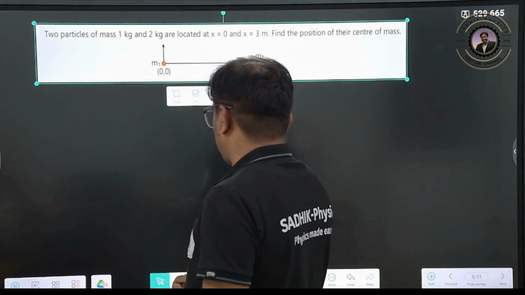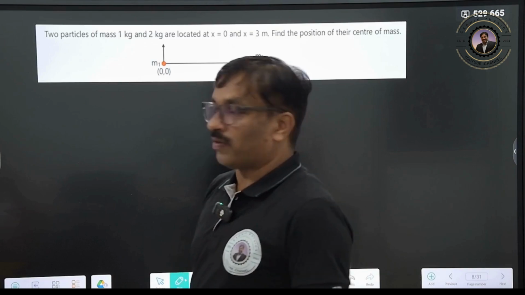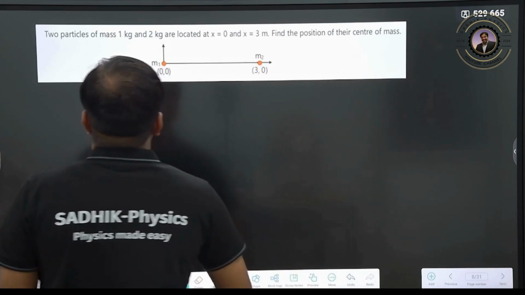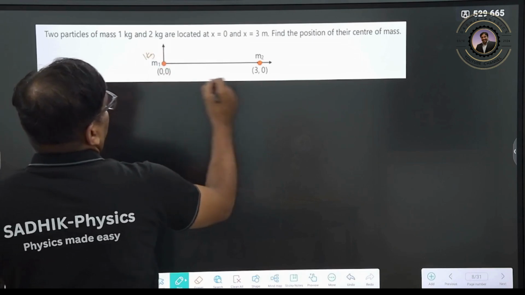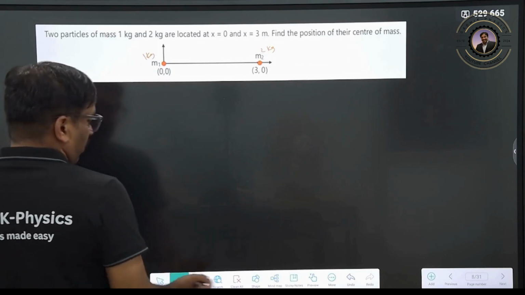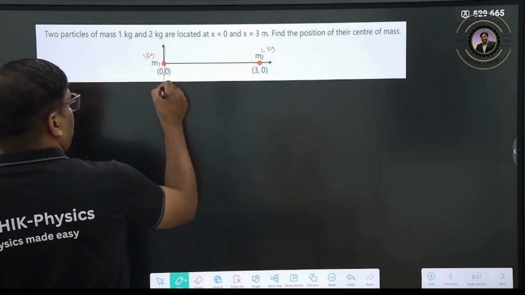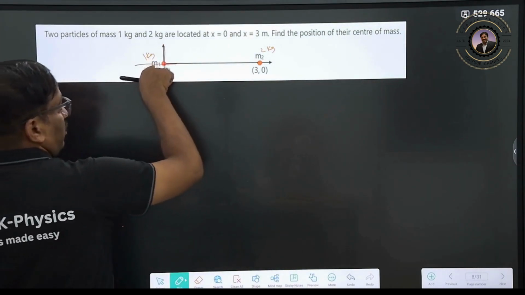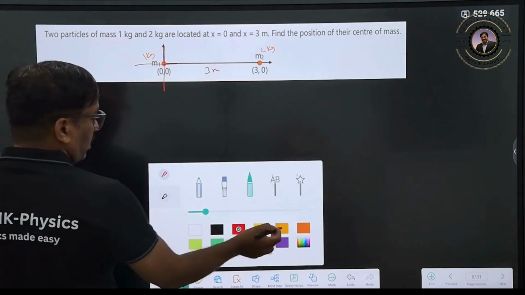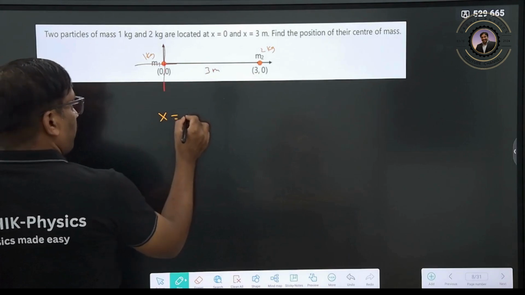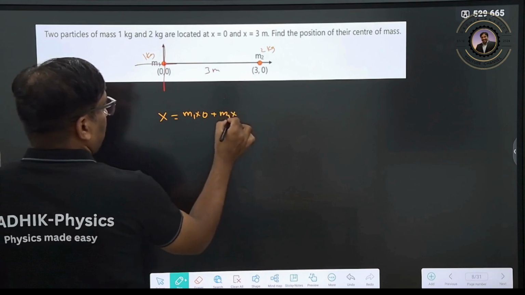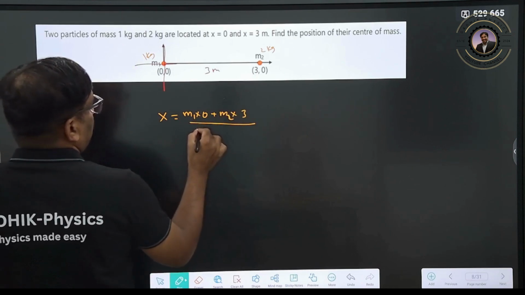Now here, 2 point masses are there. It's a very simple one, but how to solve these problems very easily, I will tell you very quickly. This is your 1 kg, and here 2 kg, separated by this distance. Find the position of the center of mass. From m1, m1 is at origin, m2 is at a distance of 3 meters. So with a simple formula, x equals m1 into 0 plus m2 into 3 meters, divided by m1 plus m2.